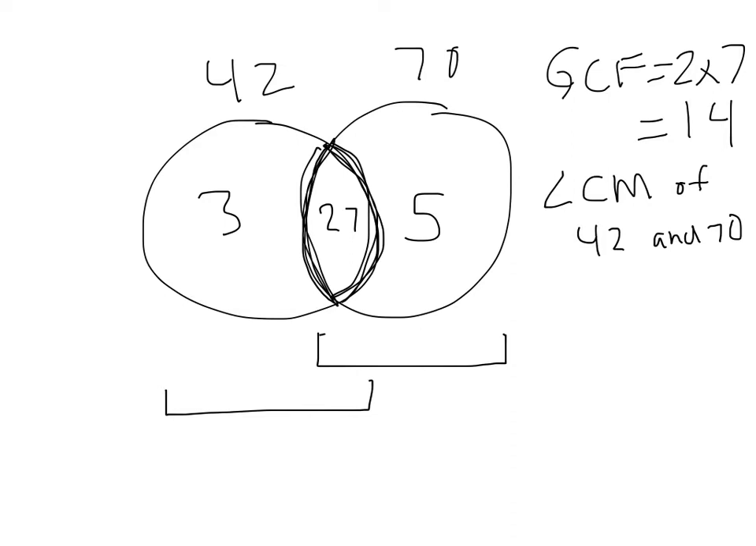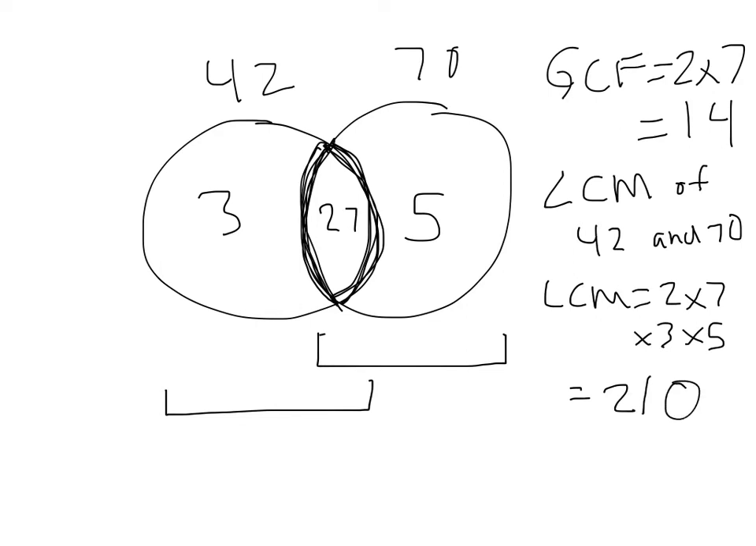To find the lowest common multiple, all I have to do is take the greatest common factor, which is the numbers in here, and multiply those by the numbers that are not in there, the prime factors that are not common. So lowest common multiple equals 2 times 7 times 3 times 5, equals 14 times 3 is 42 times 5 is 210.